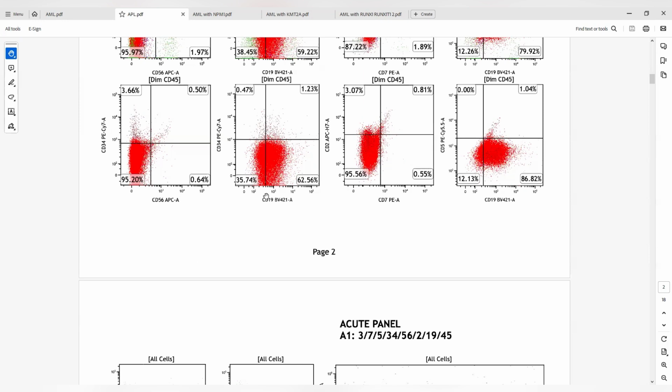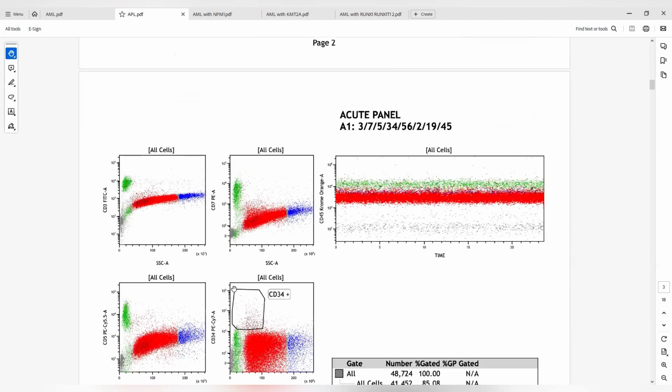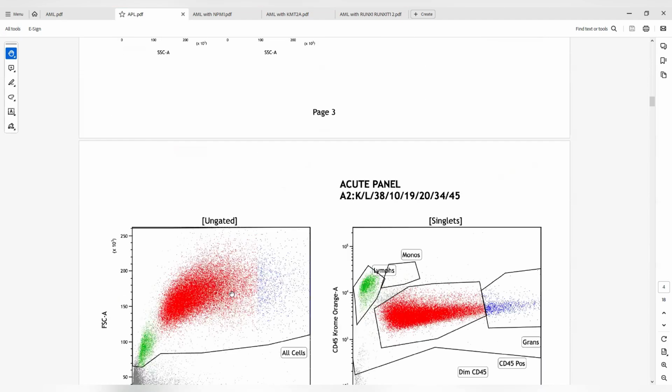Here, CD19 is dim. We see dim expression because the line is in the middle. And then here, CD56 is negative in this population. So we cannot use CD7 and CD56 in order to follow up this patient and to see if this patient has residual disease after therapy. But we can use other tools for that.